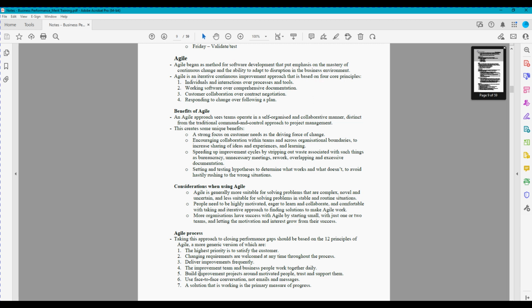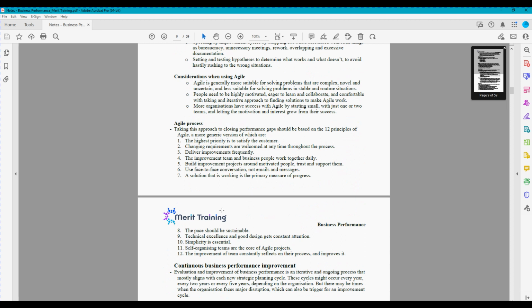People also need to be highly motivated, eager to learn and collaborate, comfortable taking iterative approaches as opposed to more prescriptive planning. And more organizations have success by starting small with just 1 or 2 teams and letting the motivation and interest grow from their success as opposed to just rolling out across the business.